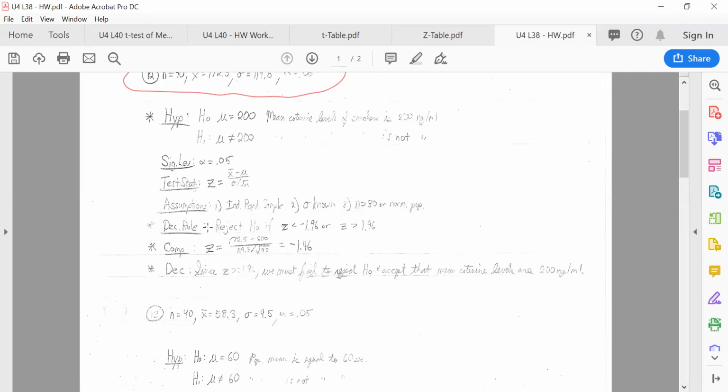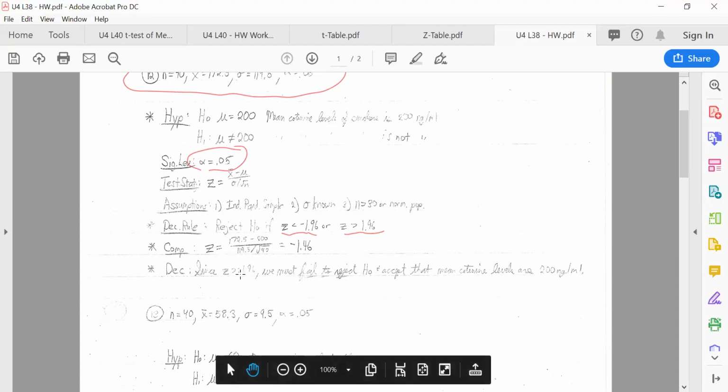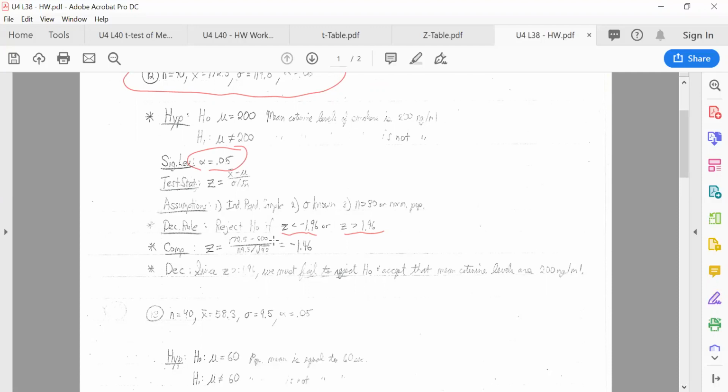Decision rule. Since the alpha level is 0.05, what is the two-tailed decision rule for alpha 0.05? It's greater than 1.96 or less than negative 1.96. You do not need to draw a picture for that like we did in the notes. You can if you want to. Sometimes it's visually good. Then you have the computation. You take the 172.5 minus the 200, divide by 119.5 over root 40, and you get negative 1.46.